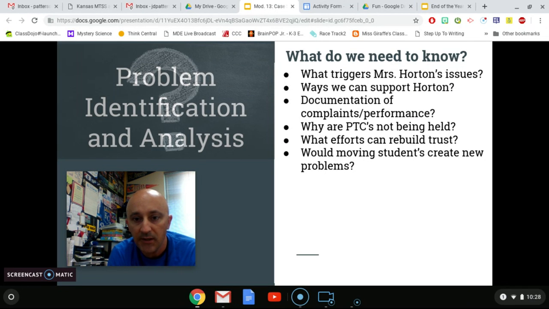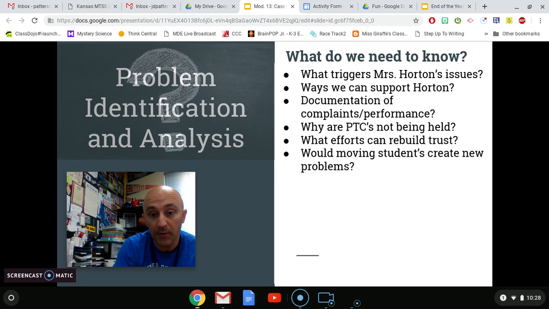Documentation, I think with the complaints that are rolling in, needs to all be documented, whether it's a phone call or an email, or just jotting down some notes, so that if you do end up having to go down that road of due process with Mrs. Horton, you've got some documentation there. Another thing we need to know is why parent-teacher conferences are not being held. That should be a non-negotiable, that all teachers are doing those.